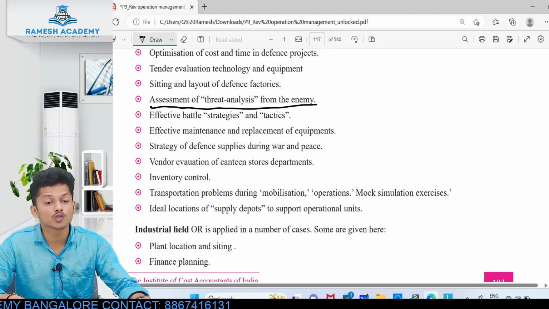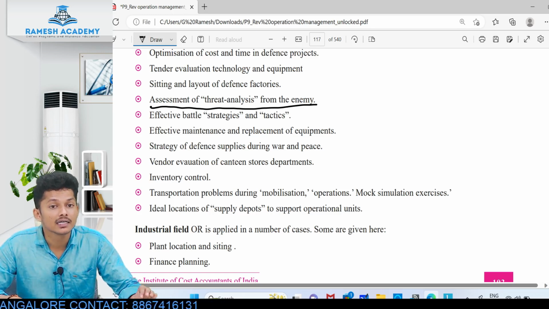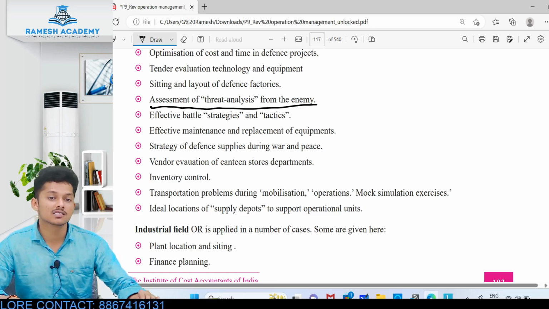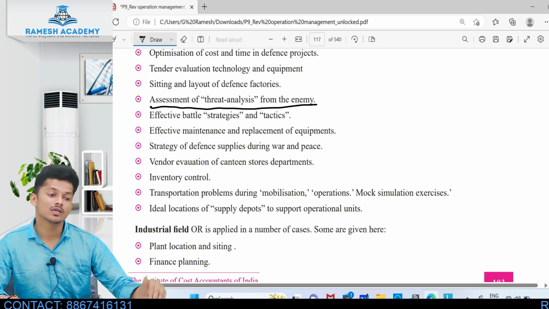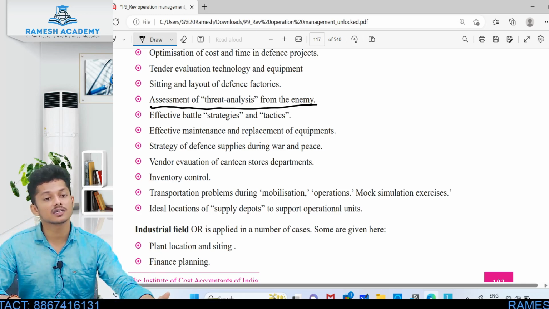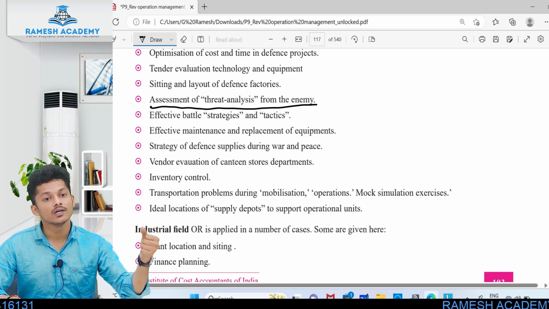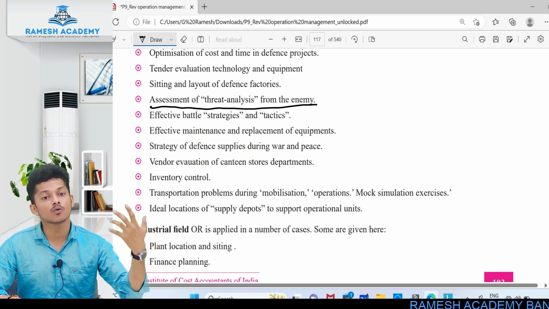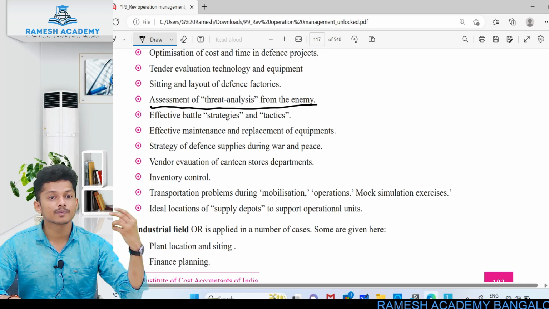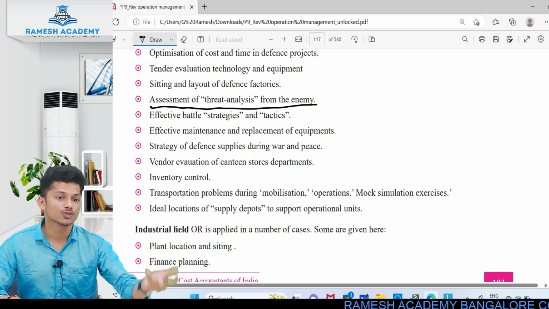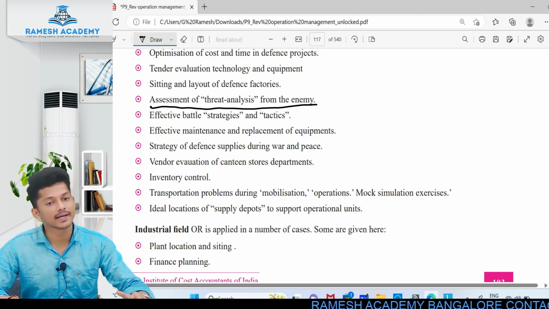Operational research also, where does it apply? It assesses the threat analysis from the enemy. Suppose we have so many difficulties from China or Pakistan. So how much threat, or what percent of threat, are we expecting from the enemy countries? Operational research would apply in that case also.